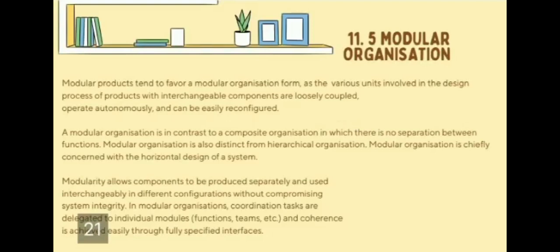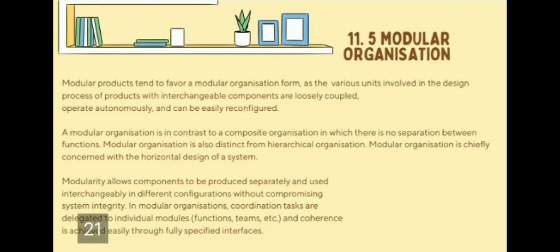Number 5, modular organization. A modular organization is in contrast to a composite organization in which there is no separation between functions. Modular organization is also distinct from hierarchical organization. Modular organization is chiefly concerned with the horizontal design of systems.